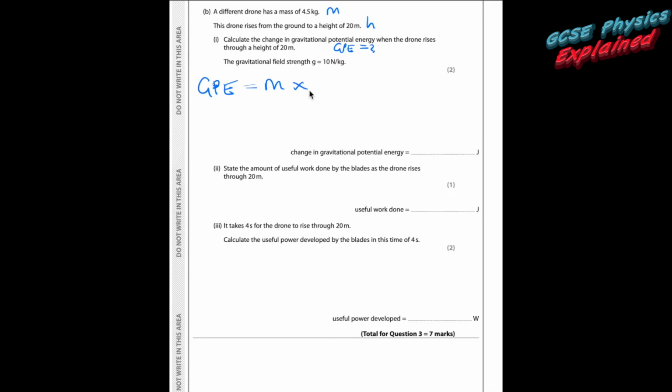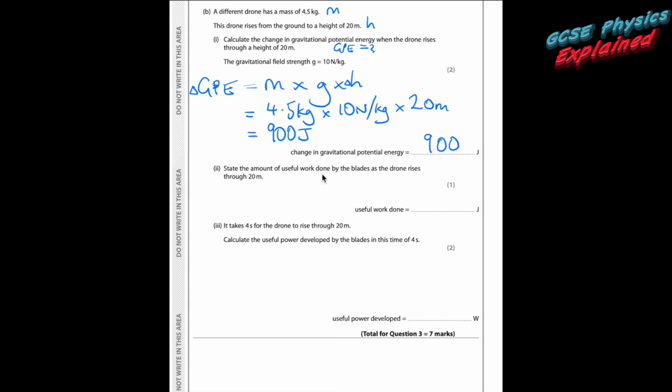So GPE equals mass times by gravity times by height. So that's 4.5 kilograms times by 10 newtons per kilogram times by the height difference of 20 meters. And that equals exactly 900 joules. You can put a little delta in there for change in height and a little delta in there for change in GPE.